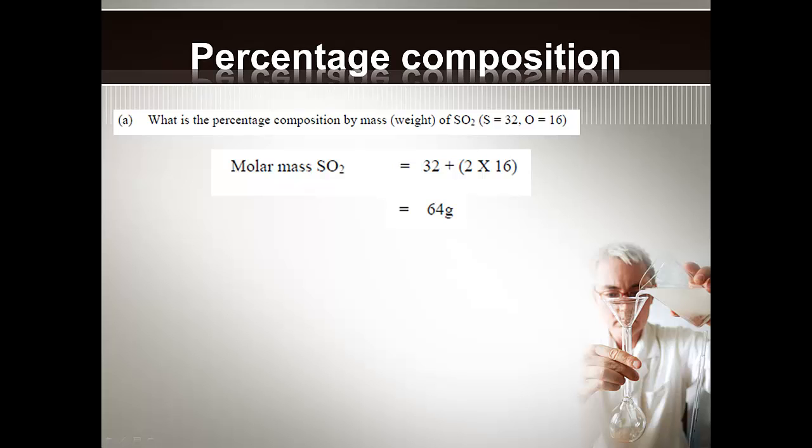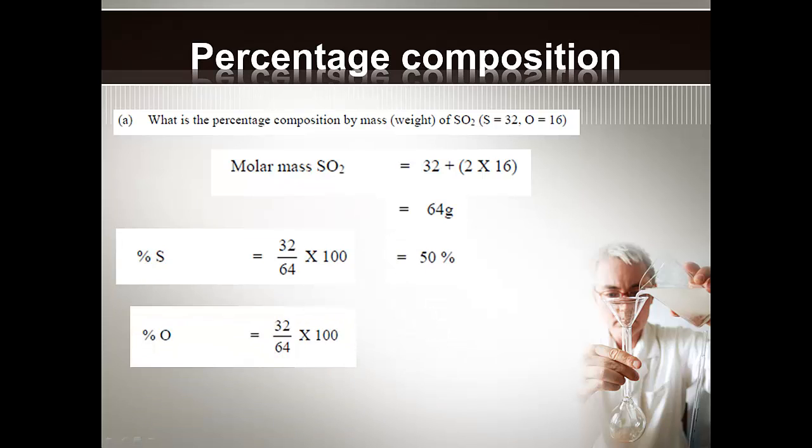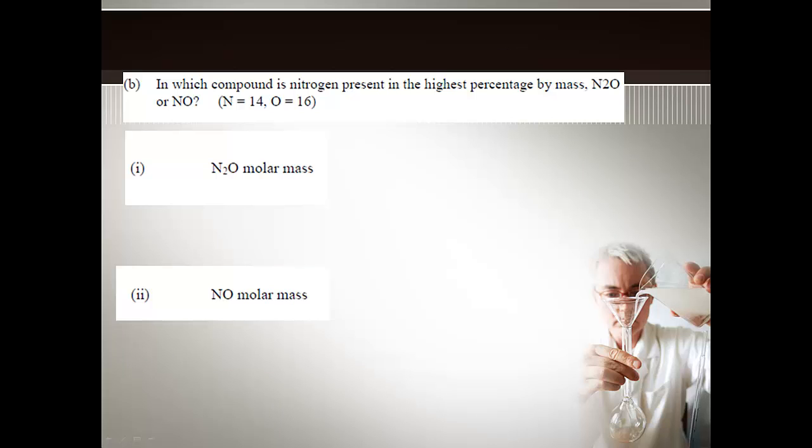What percentage, though, of this mass comes from sulfur and what percentage comes from oxygen? Very easy to work out. 32 divided by 64 times 100, this is the percentage of sulfur, 50%. 32 divided by 64, this is the percentage of oxygen, gives us the other 50%. Super easy, super duper easy.